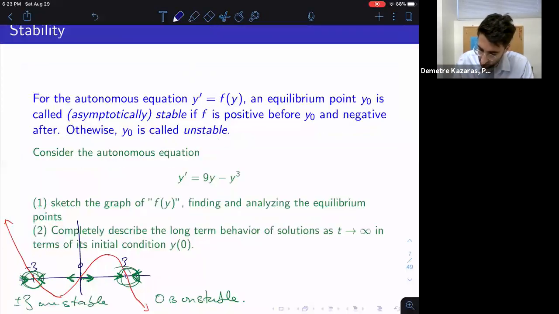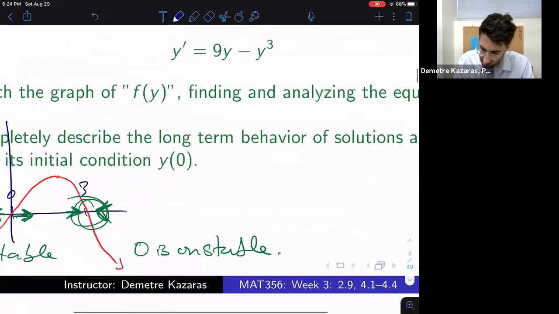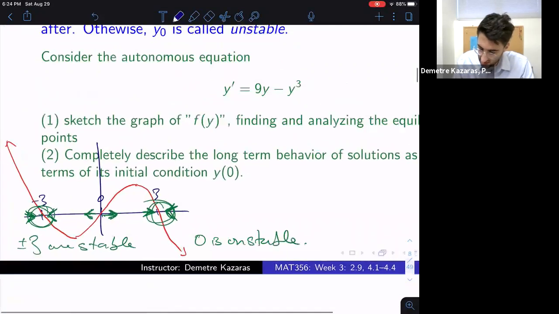So I don't have too much space. I'll zoom in a little bit. I can't zoom in too much. Okay.